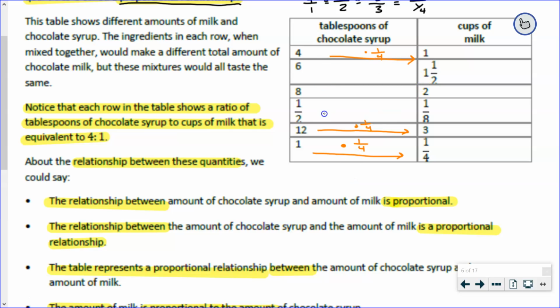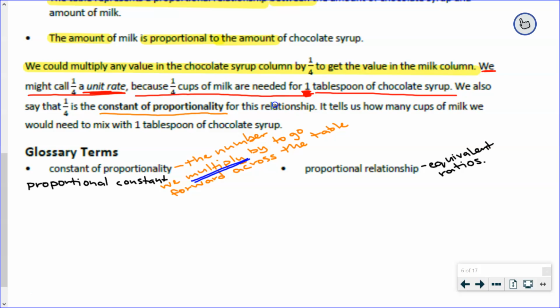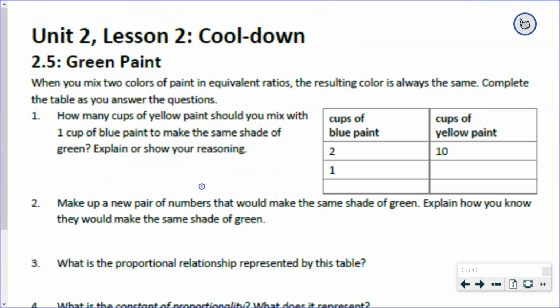The left-hand side is 1/4 of the right-hand side? Yes, the right-hand side is 1/4 of the left-hand side. Exactly right. That's why it's times 1/4. Great connection to make. We are ready for our cool down.